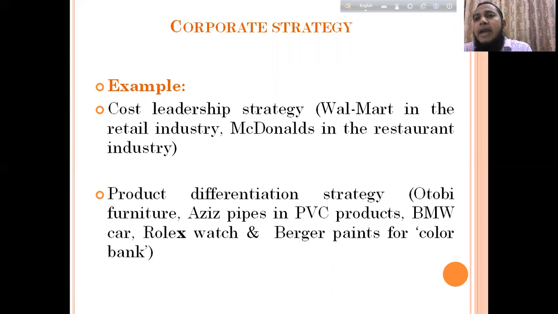What may be the mechanisms, what may be the techniques by which the products of a company can be differentiated from those of competitors? A product can be differentiated by improving its quality, by improving its design, by ensuring product durability, by offering warranty and guarantee, by providing after sales service, by providing consistent superior customer service.